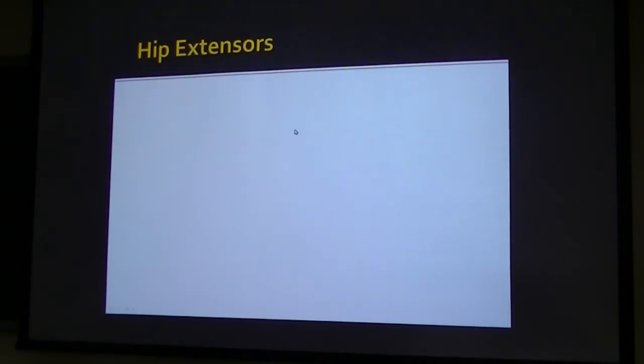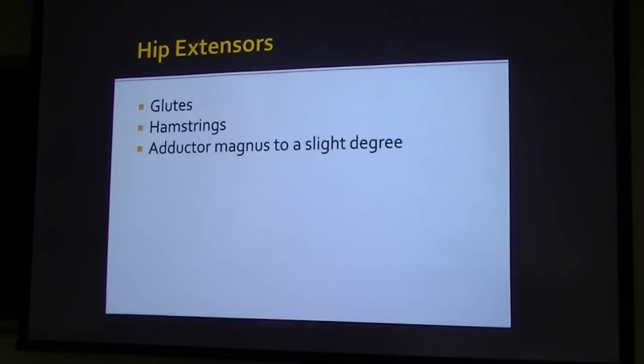And we're going to go over what the hip extensor muscles are. So what are some hip extensor muscles? Glutes. Hamstrings. Those are the big ones. So glutes, hamstrings, adductor magnus to a slight degree, and posterior fibers of the glute medius.